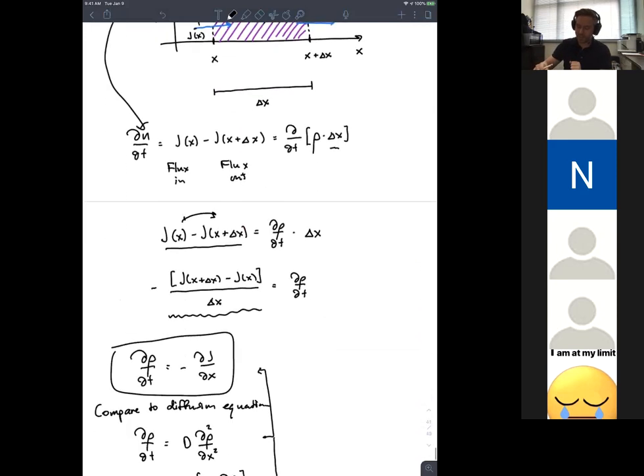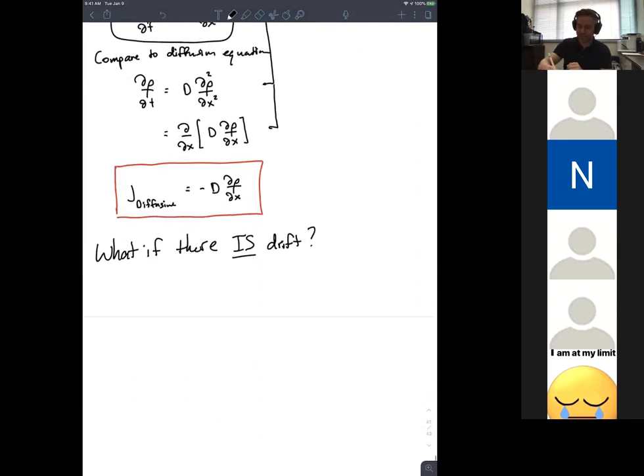Cool. So in other words, when there is drift, what we would say is that the total flux is going to be equal to our diffusive flux plus another flux coming from the drift. All right, so now the question is, what is the flux from the drift?